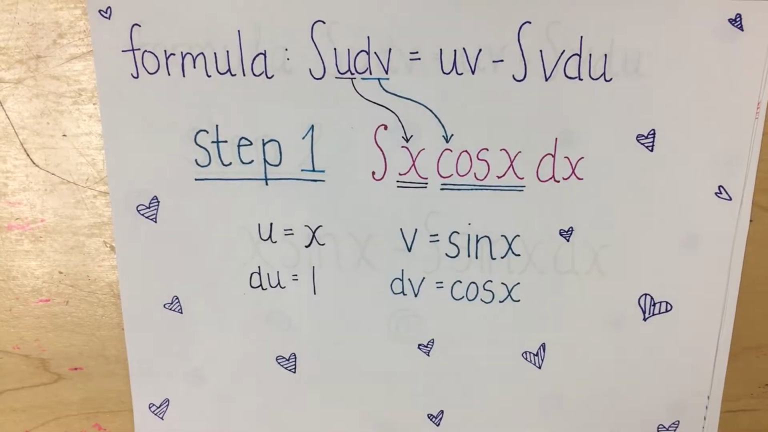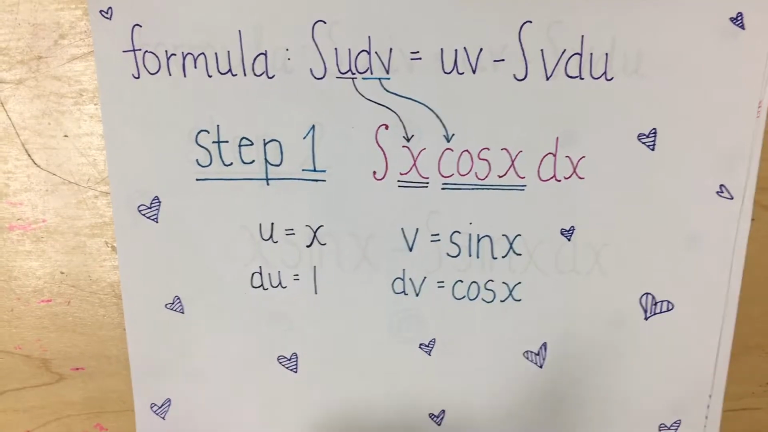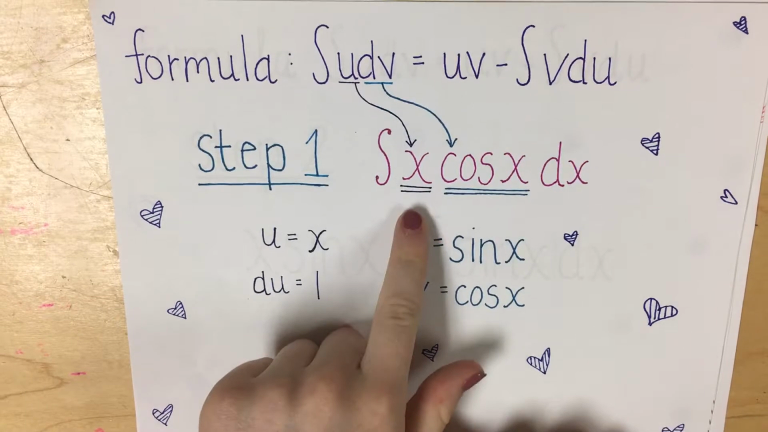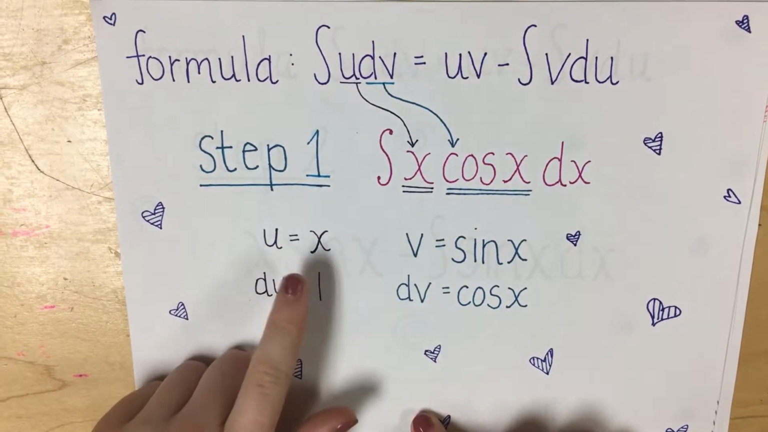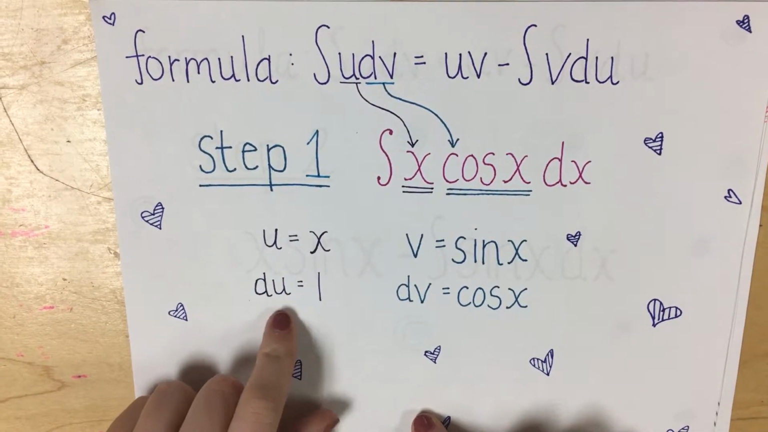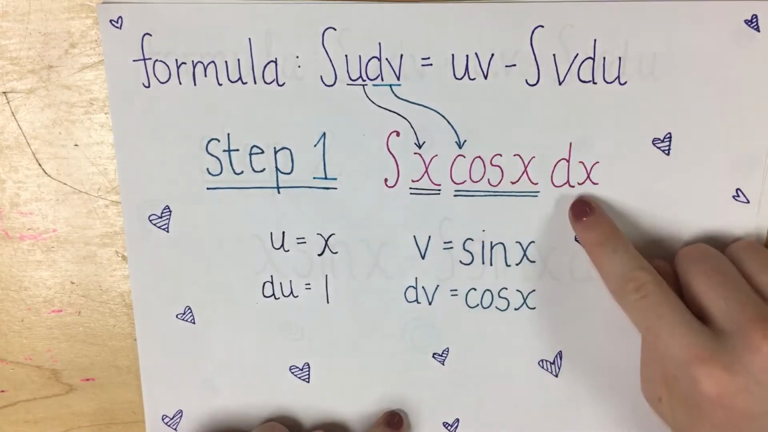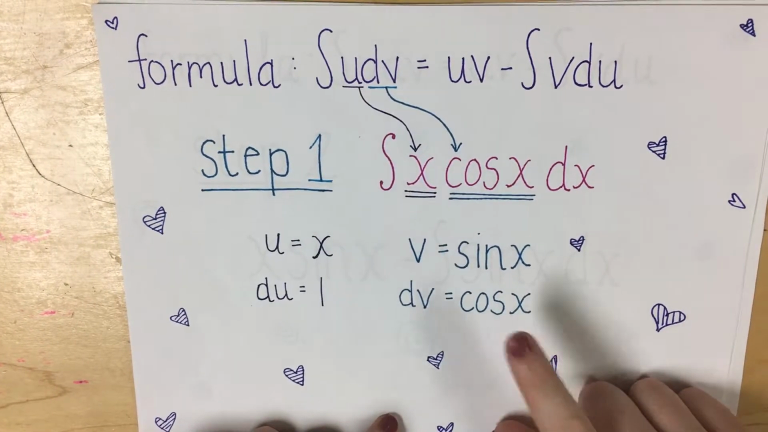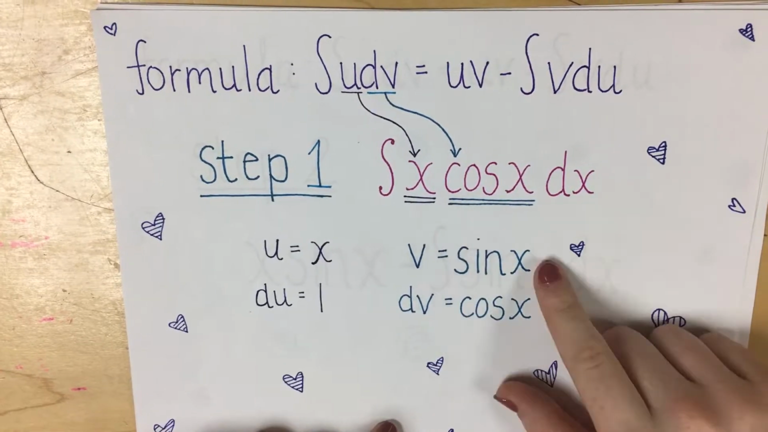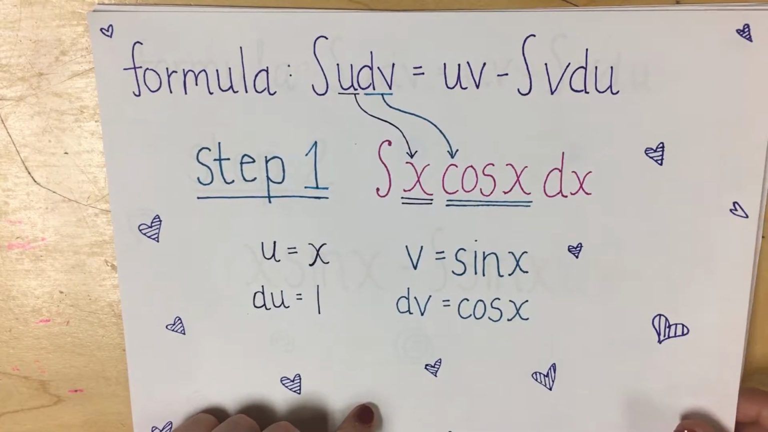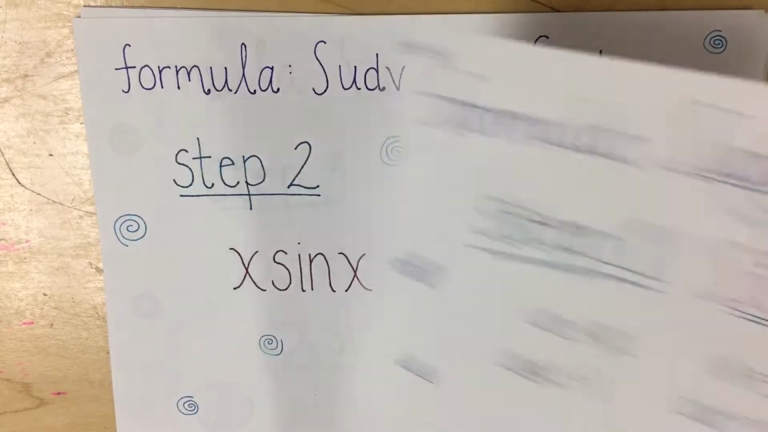So our first step is to identify which is u and du and which are v and dv. In this case, the x is going to be our u because we want our derivative to be as simple as possible, and the derivative of x is just 1. And then our dv will be the cosine of x. So the antiderivative of cosine of x is sine of x. And so we're just going to keep that there, so we'll put them in our formula later.